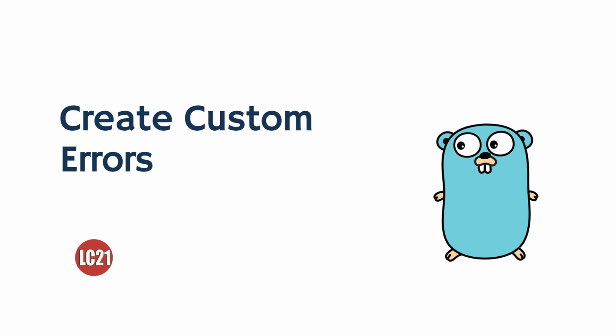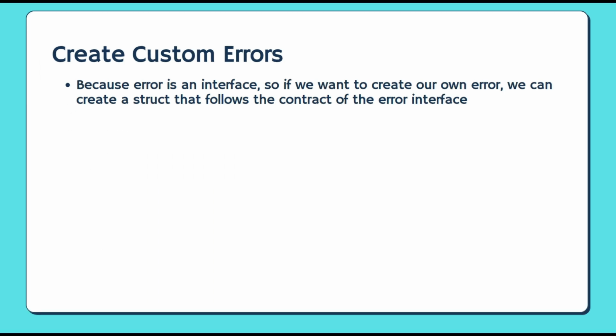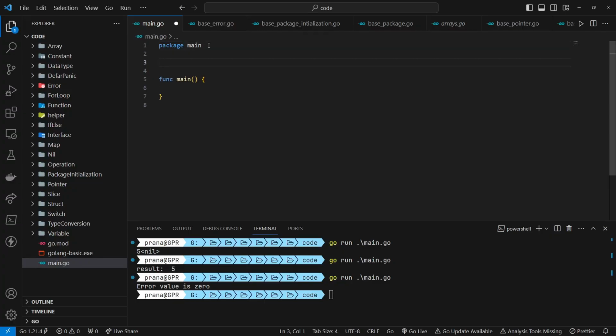Create custom errors. Because error is an interface, if we want to create our own error, we can create a struct that follows the contract of the error interface. In this scenario, we begin by defining a custom error type, a struct named NotFoundError, which includes an attribute message of type string.